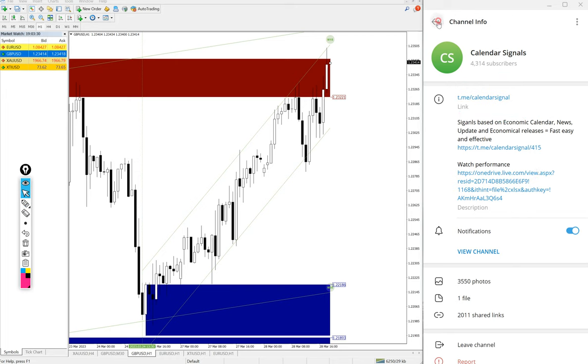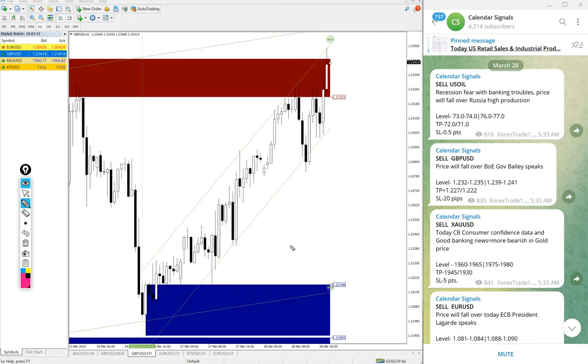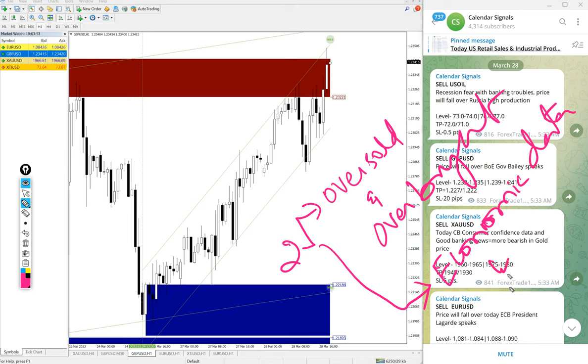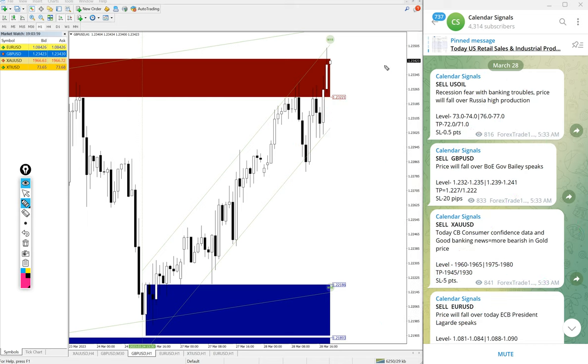signals posted in this channel based on two aspects. We consider oversold and overbought market conditions, and also another set of reasons is economic data and news. Based on these reasons, we give signals on this channel.